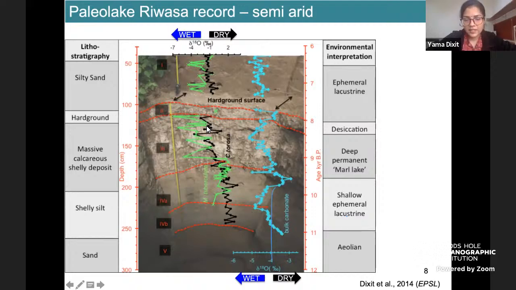Now, we dated most of these shells and reconstructed an age record, and we can see that the highest lake level was reached between 9.4 and around 8.2 kilo years. So this was the period when the lake was the freshest and deepest, from looking at the isotopic values.